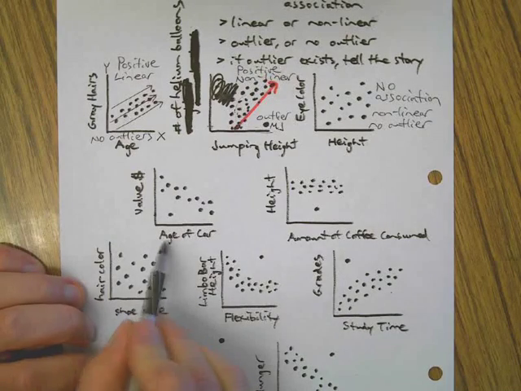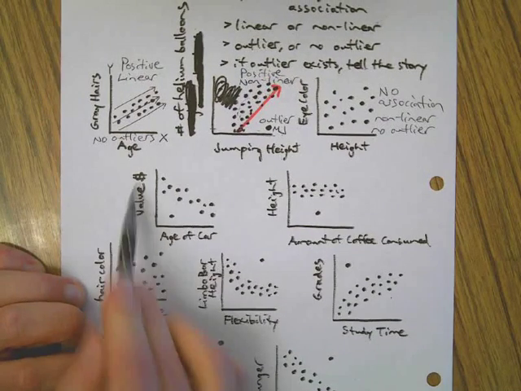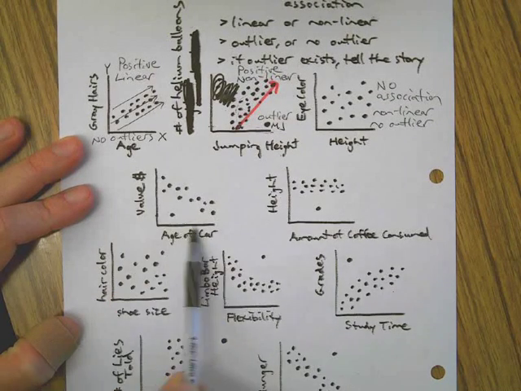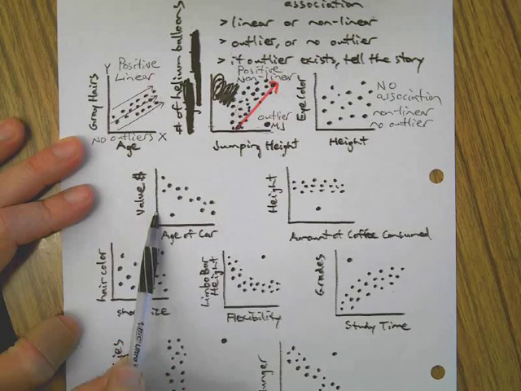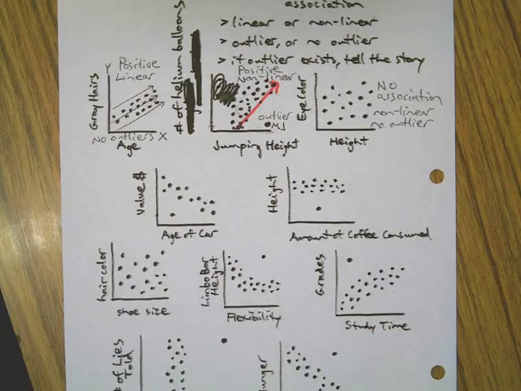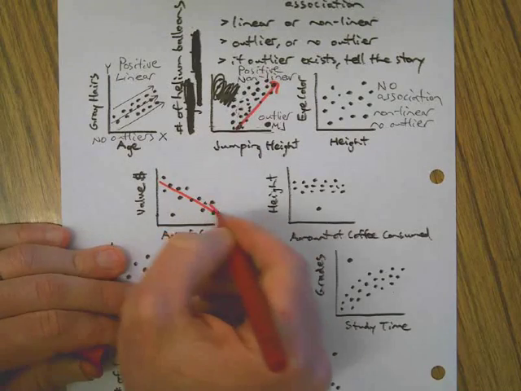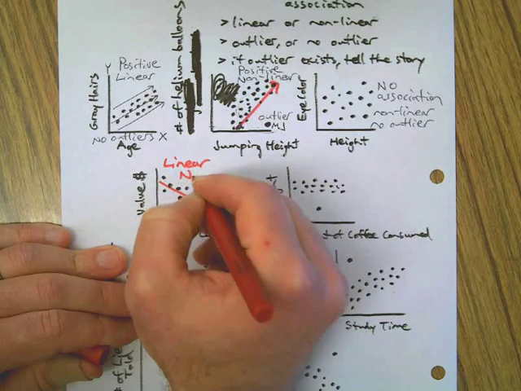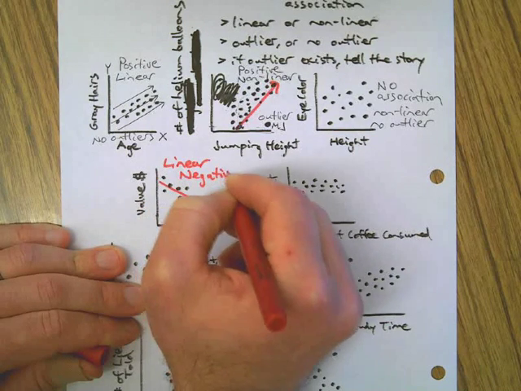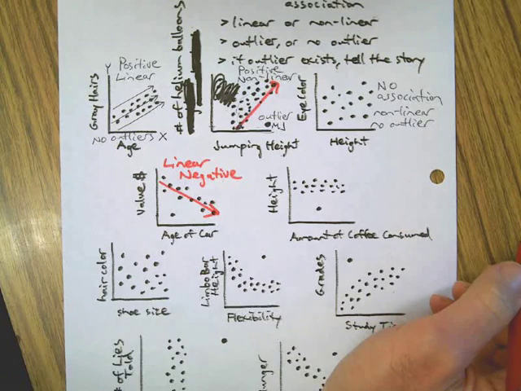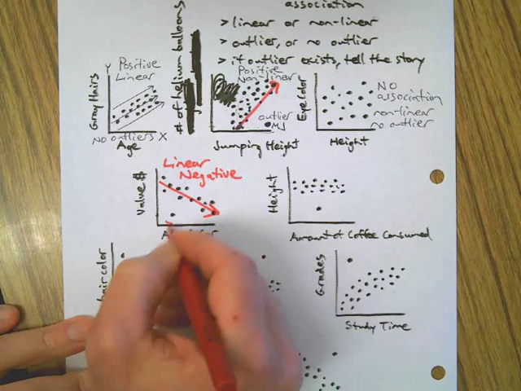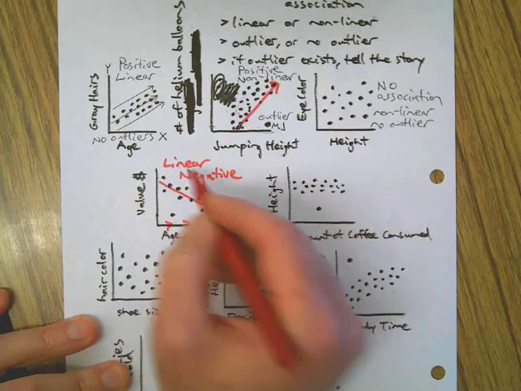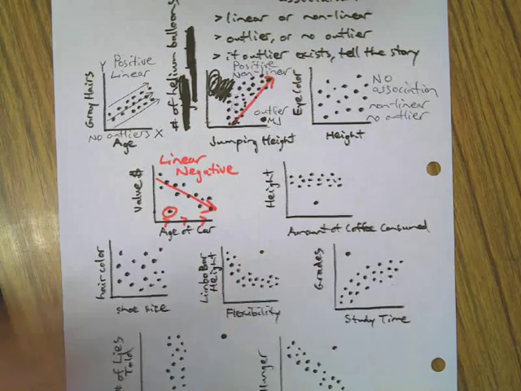Finally, back to age of a car and how much the car is worth. You can tell by this scatter plot as the car gets older, its value goes down. Makes sense? So this one is linear, negative, because it's going down from left to right. Remember, it's always as you're moving along the x-axis to the right, what's happening? Down, negative, linear. There's an outlier.